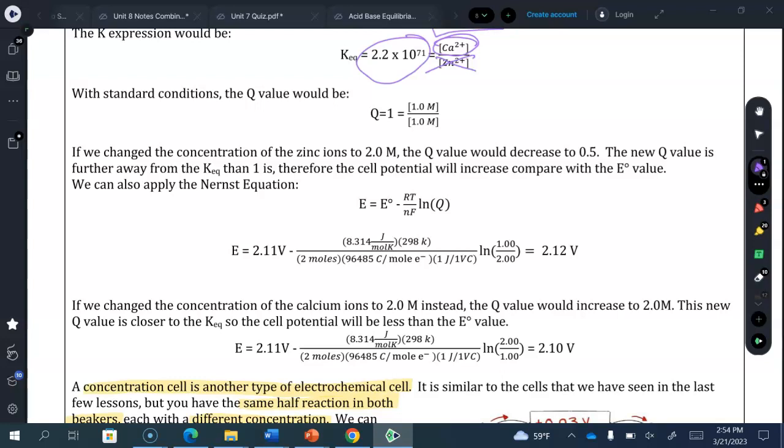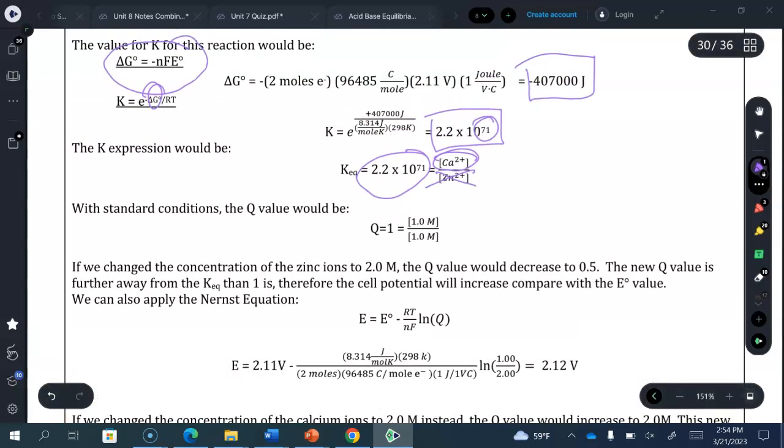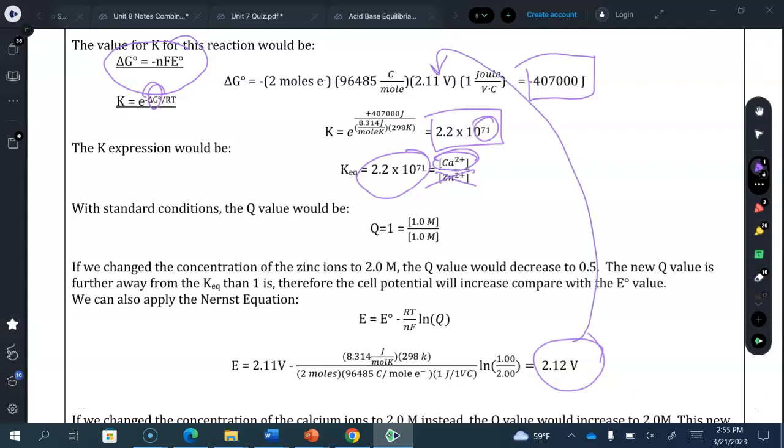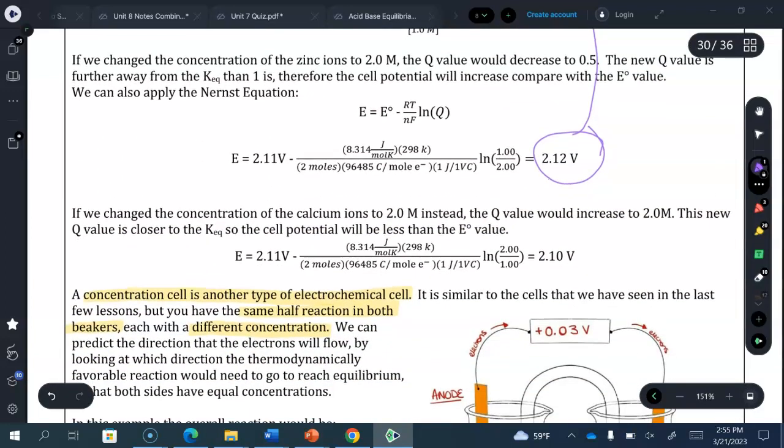You can also put this into the Nernst equation as they demonstrate here. And then we can compare this to the original up here, right? And see that they're different. Yeah, it's not a lot, but it's kind of significant to change the cell potential.